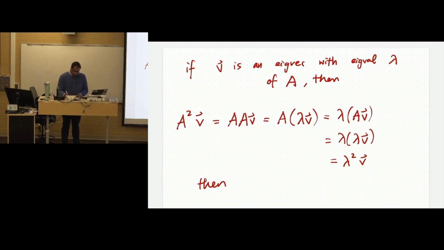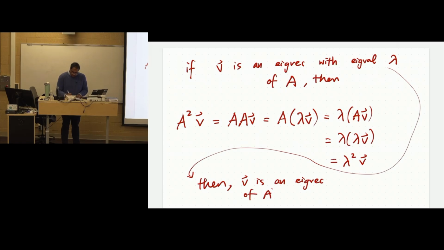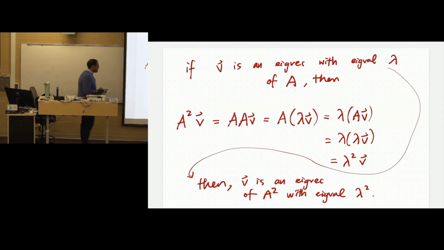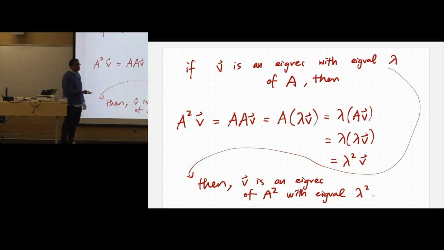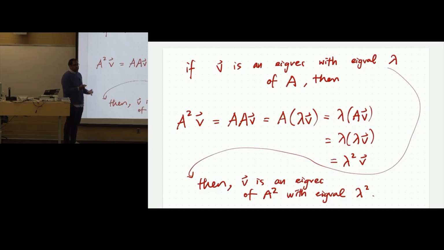Then V is an eigenvector of A squared with eigenvalue lambda squared. And you can imagine how this argument would extend to the power of 3, power of 4, and so on and so forth. To fully do that, you'd have to use proof by induction, but I think you're convinced that if we did this again, you could show it for power of 3 and then power of 4.